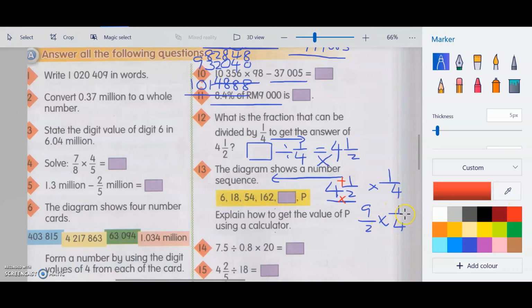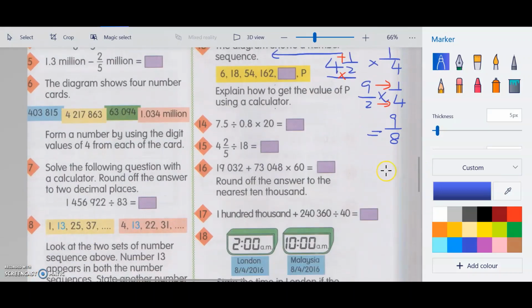Then you multiply like this. 2 times 4 is 8, 9 times 1 is 9. And then this is improper fraction, so you change to proper fraction. 9 divided by 8, this is 1, balance is 1. So you go clockwise like this. This is the whole number, this is the top number, this is the bottom number. So the answer is 1 over 8.